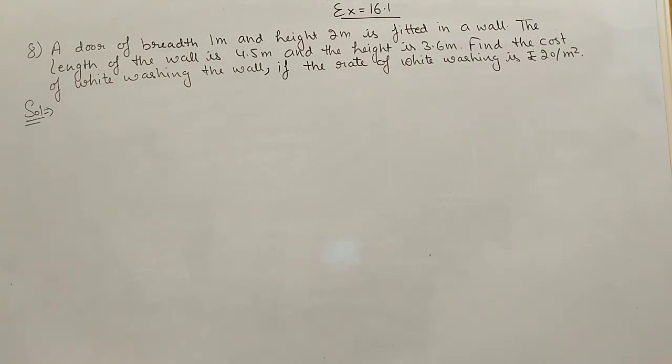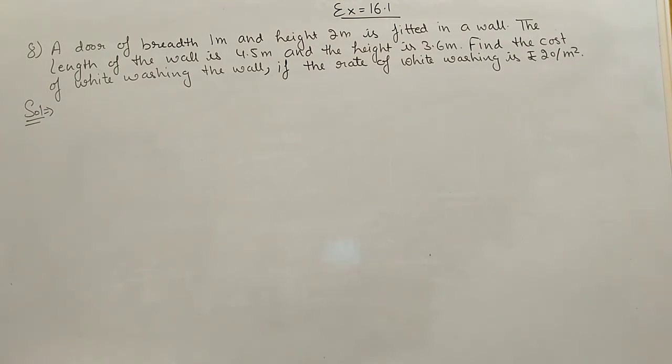Next question number 8. A door of breadth 1 meter and height 2 meter is fitted in a wall. The length of wall is 4.5 meter and the height of wall is 3.6 meter. Find the cost of whitewashing the wall if the rate of whitewashing is rupees 20 per meter square. So here the breadth and height are given. We can take one as length and one as breadth, because the door is in a standing form, for that reason breadth and height are mentioned. But two dimensions are given, so one we will consider as length and another will be breadth. Same thing for wall.